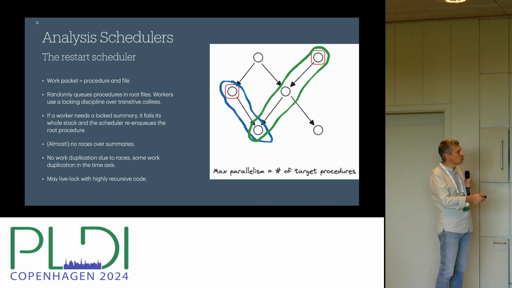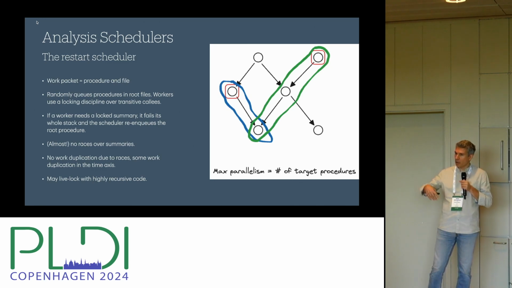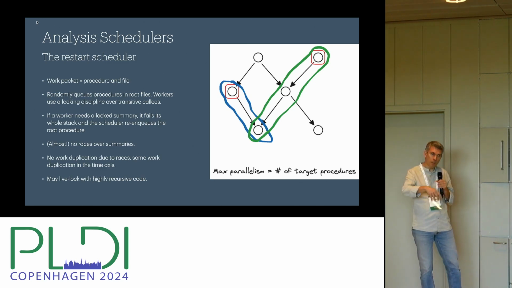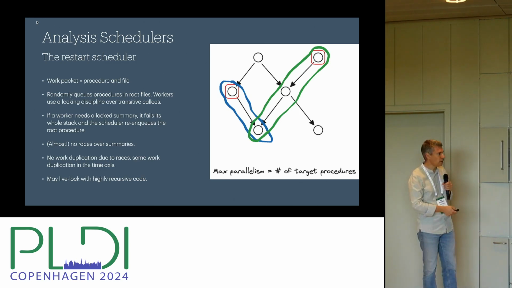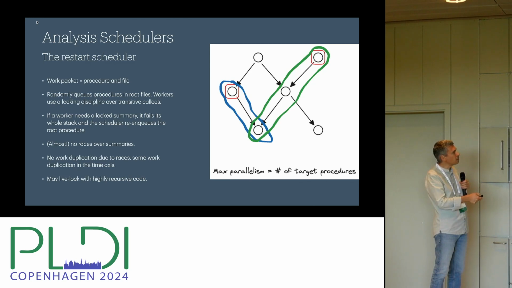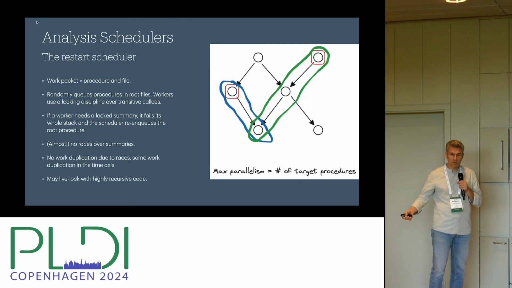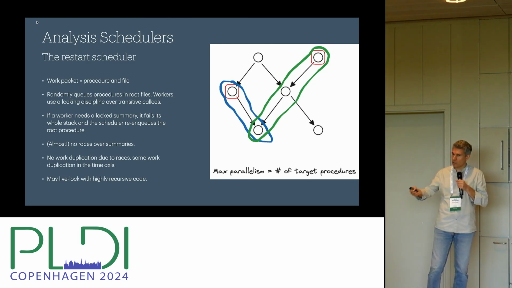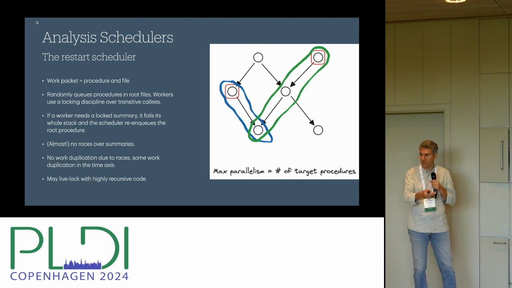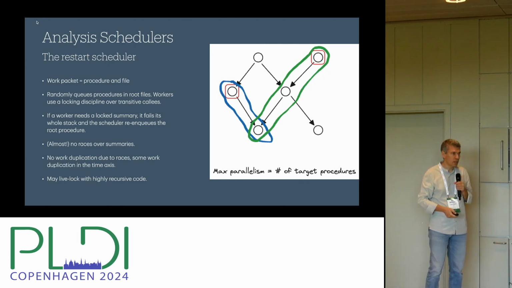And what it will do at that point is fail the whole work packet. It will pop essentially the whole call stack, unlocking along the way. And then when it goes back up here, it will give that work packet back to the scheduler and say, I failed to do this, please reschedule this and give me something else to work on. Okay?